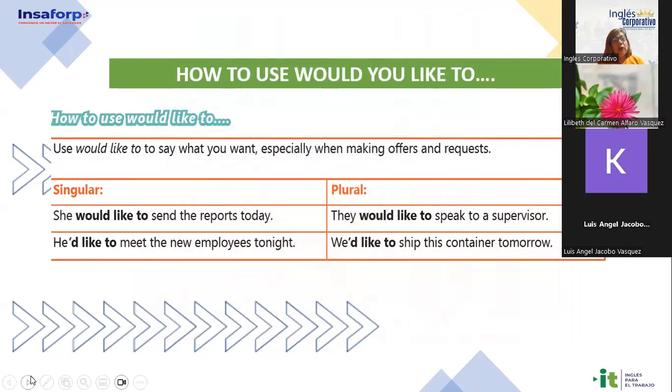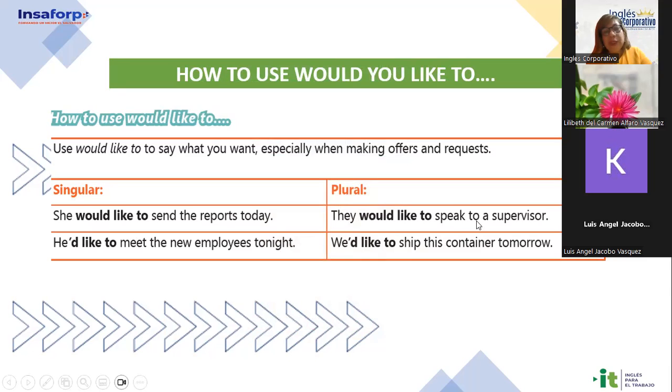You would like to say what you want, especially when making offers and requests. We have the singular nouns and we have the plural nouns. Okay, the singular: she would like to send the reports today. He'd like to meet the new employees tonight. Yesterday I explained to you that here you have the contracted form. Use only the apostrophe and the D for the would. If you have the contraction with she, you say she'd. He'd. Okay, the plurals.